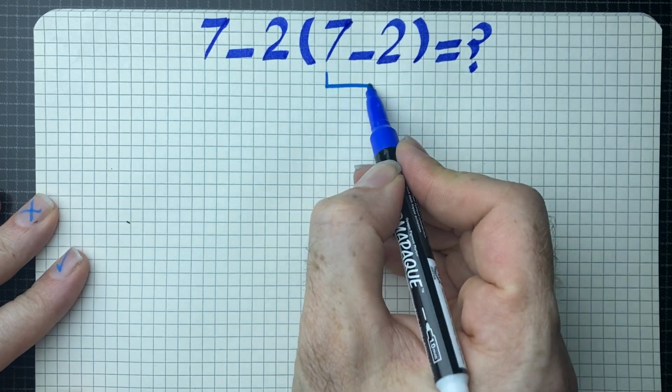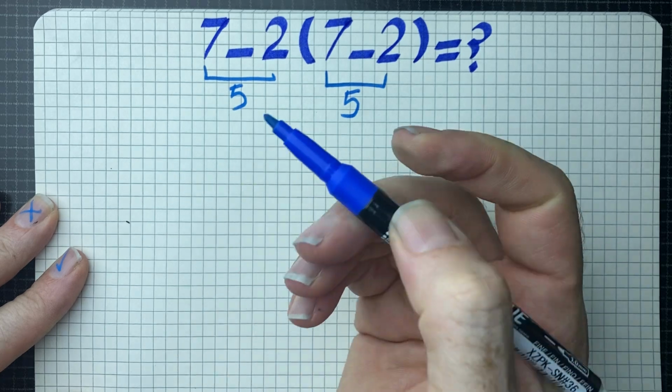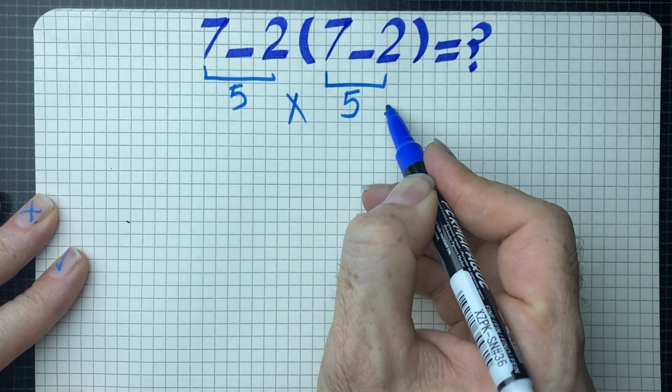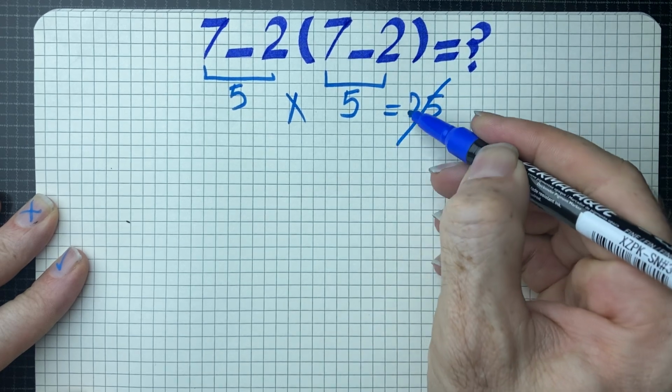Alright, 7 minus 2 gives us 5. Then 5 times 5 is 25. If your answer is 25, you are wrong.